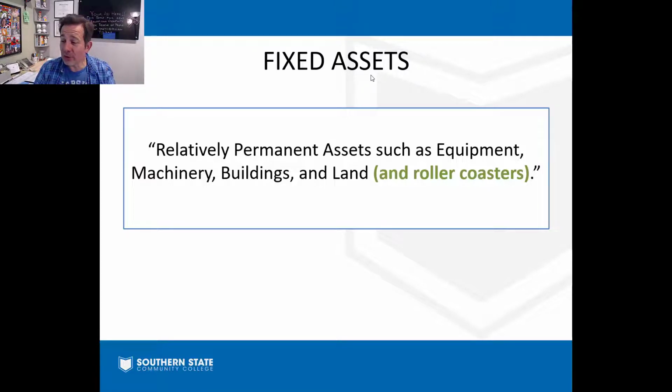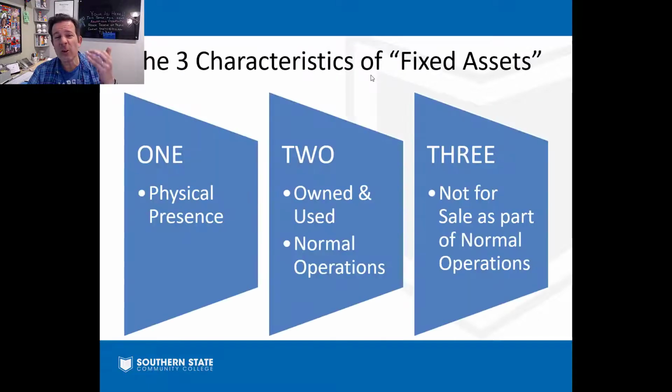As you're walking through Kings Island, if you have the chance to go this summer, just look around and see if you can find something that is a fixed asset. How do you know if it's a fixed asset? Well, there are three characteristics that decide what a fixed asset is. Number one, it has to have a physical presence. It's tangible. You can touch it. You can touch a roller coaster. You can touch the building where the La Rosa's Pizza is. You can go up in the Eiffel Tower. So number one, the asset has to have a physical presence.